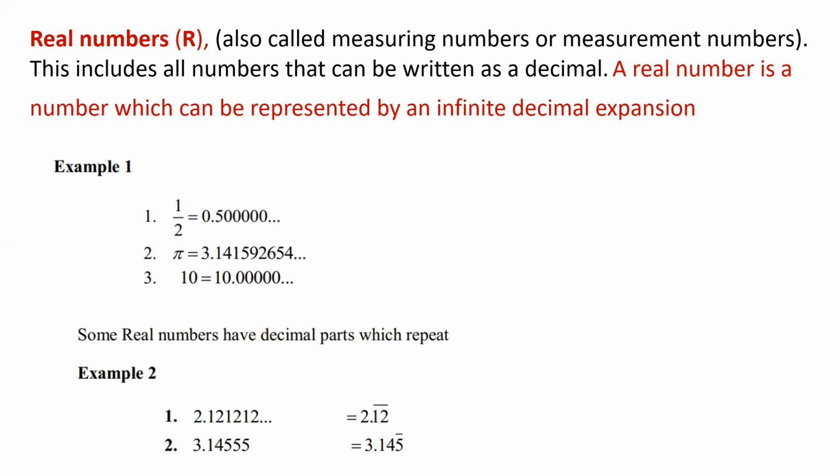Okay, so we have some real numbers that have repeating decimal parts, and some of the real numbers have terminating decimal parts. When we talk about repeating decimal parts, we talk about numbers like this one or this one. Sometimes you may be asked to express this repeating rational number as a fraction. And how do you express it as a fraction? We are going to see how to do that.